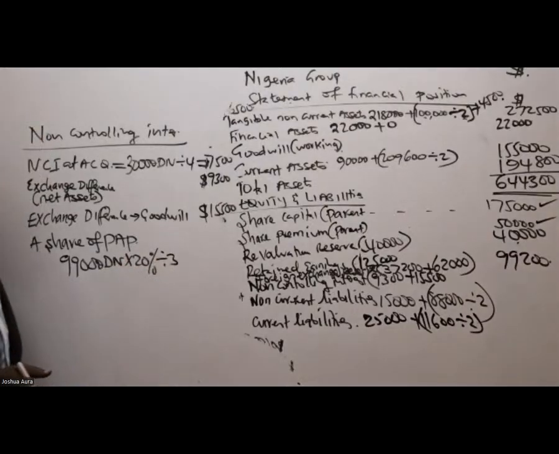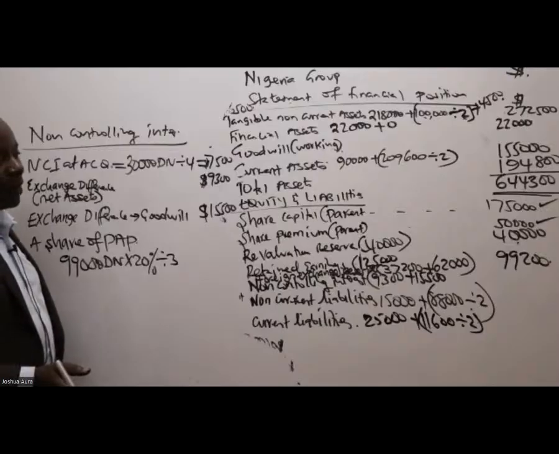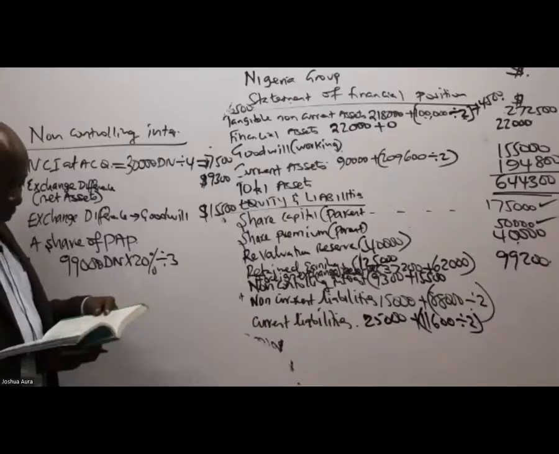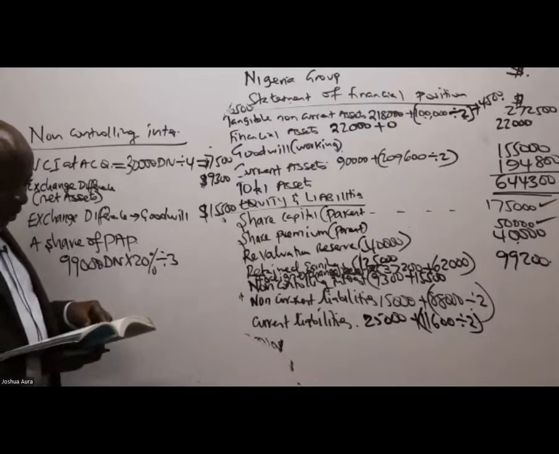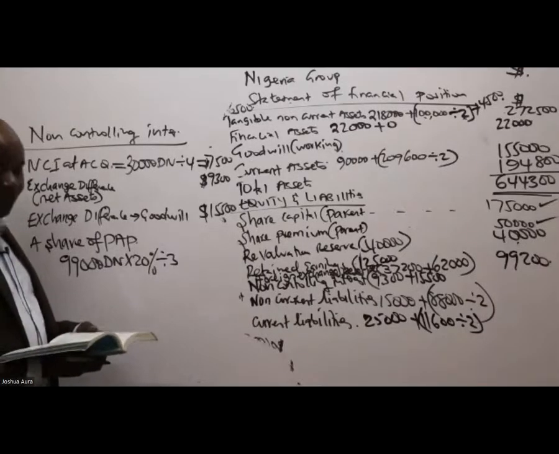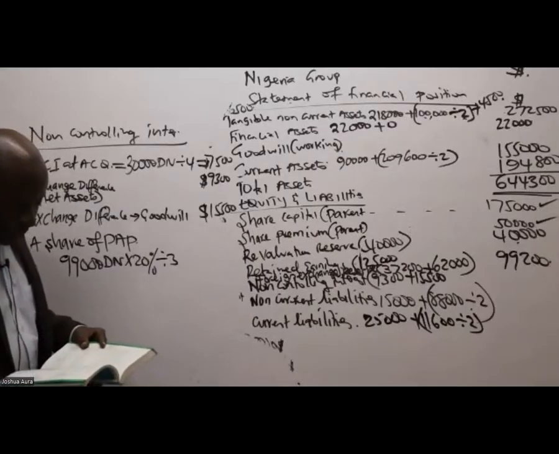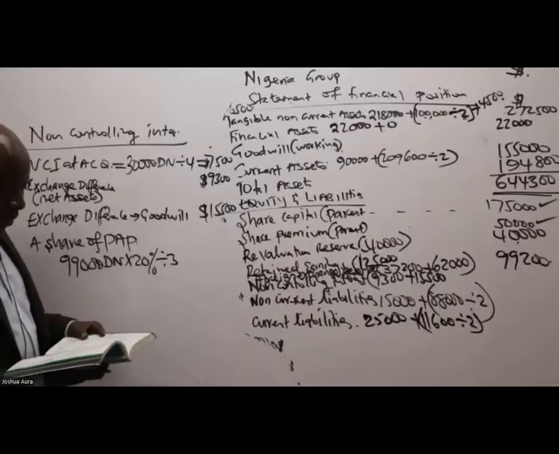Give 20% to these guys. Tell me, in this case, what do we have? We have 6,600, I'm being told.